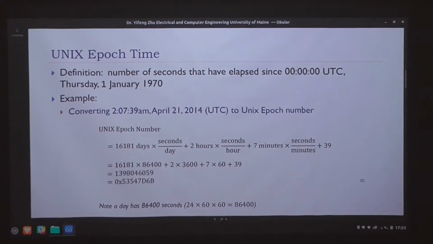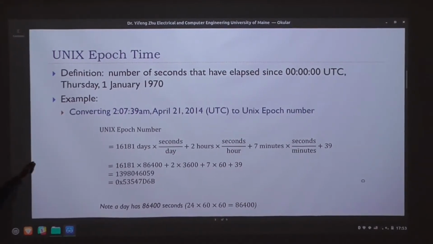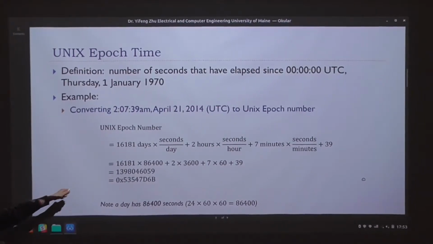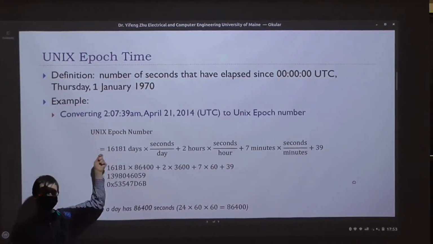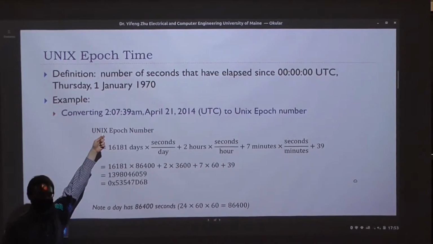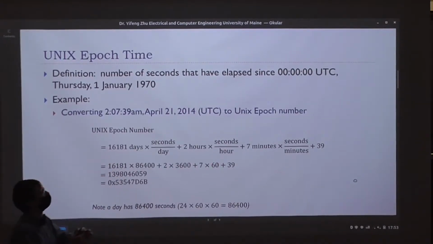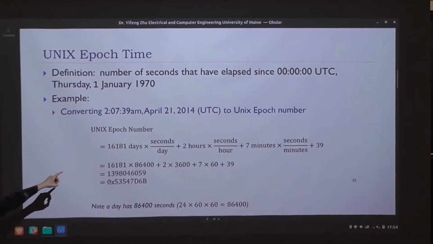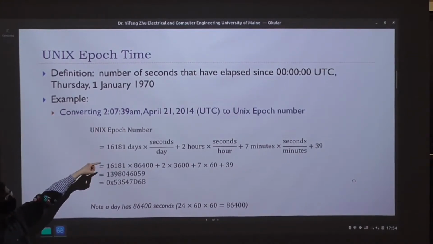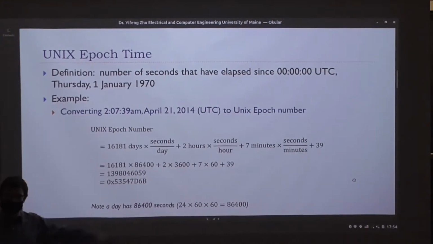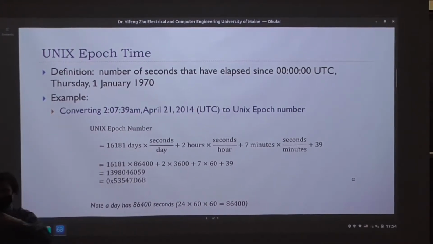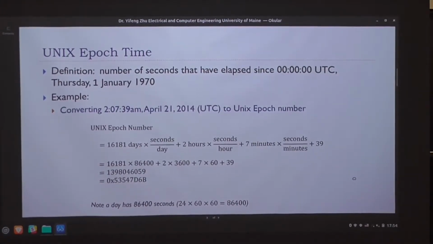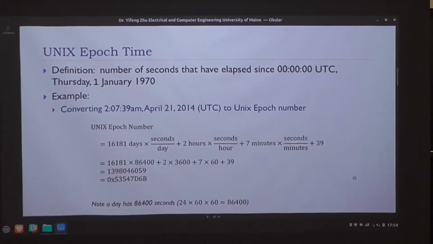But anyway, in order to store a date in Unix epoch time, you do a lot of multiplication. Do I have to explain this? It's like you can get dates out of that, right? Okay, good. Question? What about leap years and leap seconds and whatever?